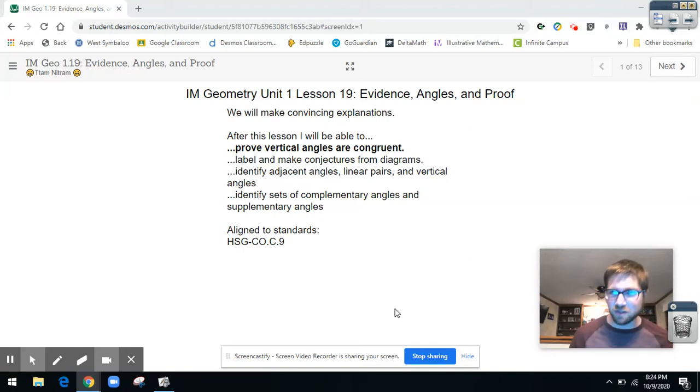Hello, everybody. Welcome to Unit 1, Lesson 19 on evidence, angles, and proof. Some of the important things we're going to do in here, we're going to prove that vertical angles are congruent. We're also going to identify some other kinds of important angles, such as adjacent angles, linear pairs, complementary and supplementary angles. I would make sure that you open up the activity and try and follow along as I'm going through the video. It's a cool thing to do.